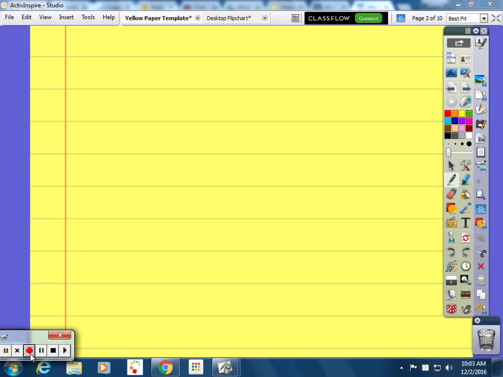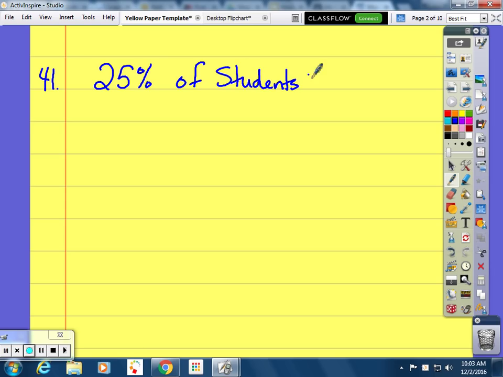So we've got, for number 41, 25% of students was 51 kids. So remember, as I write this, you should be writing in your book. So the word of means to multiply, and I'm looking for the number of students. So this is my variable. 25%, going to move this decimal 2 spaces, so it means 0.25 times students would give me 51.